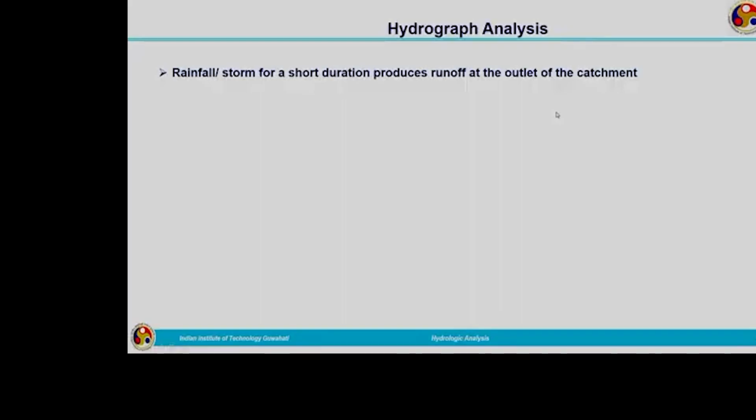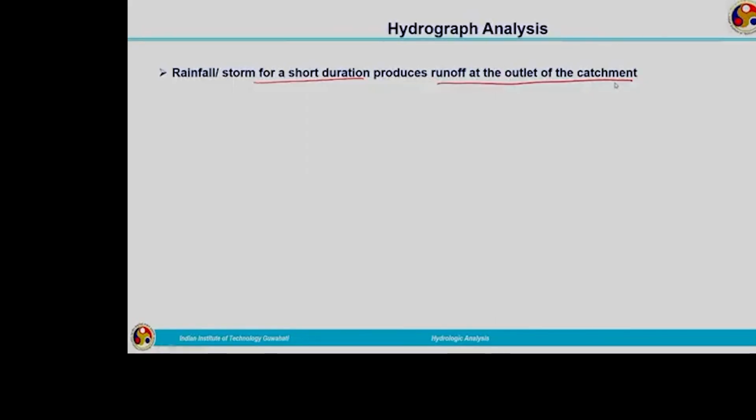So, we know when rainfall or a storm of short duration occurs on a catchment, it produces runoff at the outlet of the catchment. So, we are going to consider a storm which has occurred for a certain time duration. We are not talking about the total amount of rainfall. We are going to consider a storm which is having a particular duration.